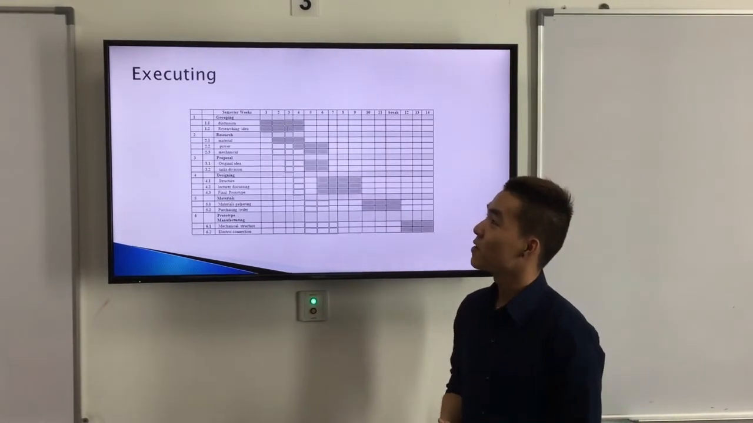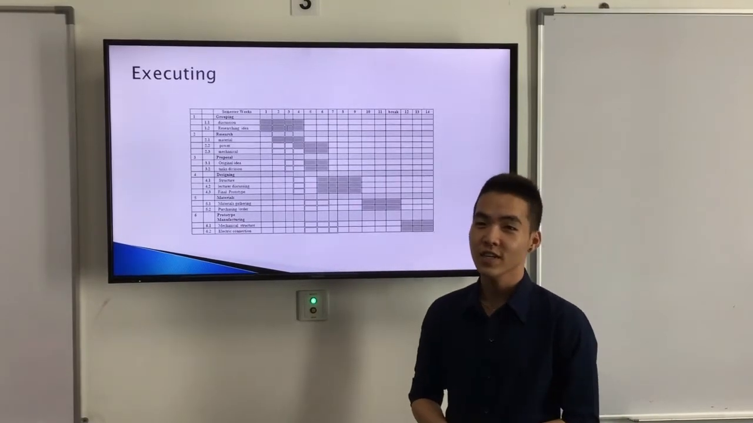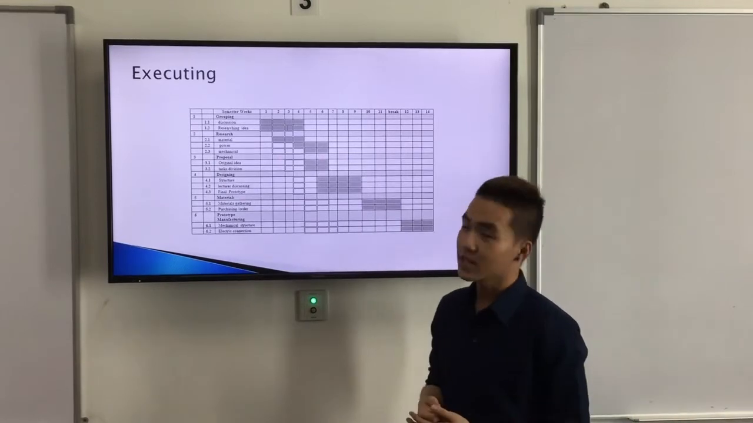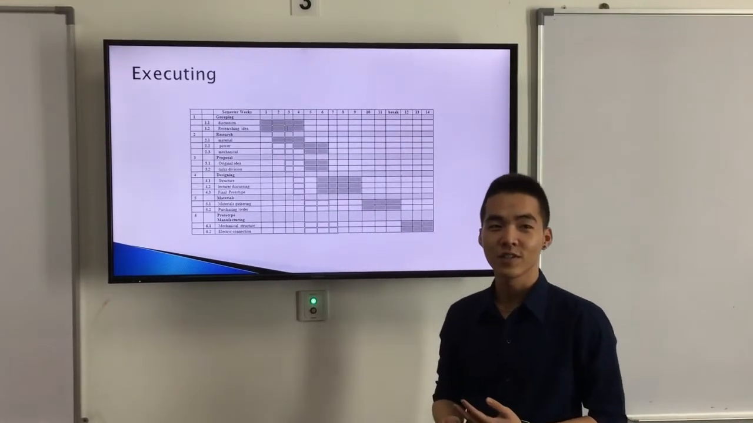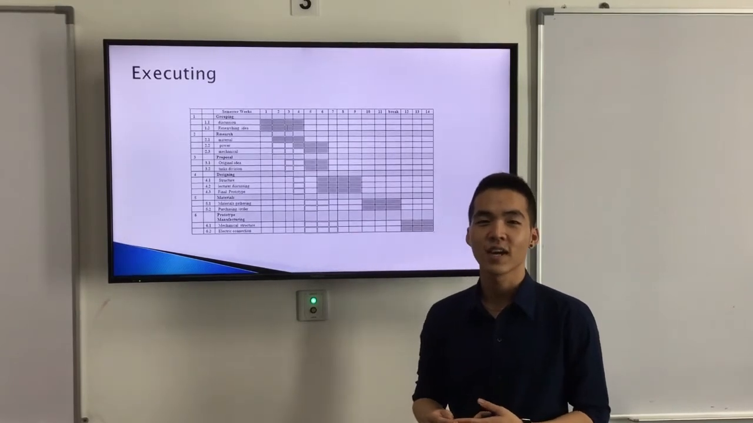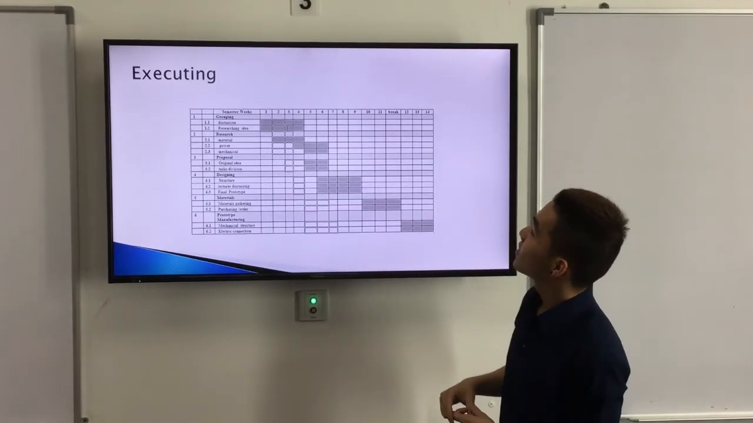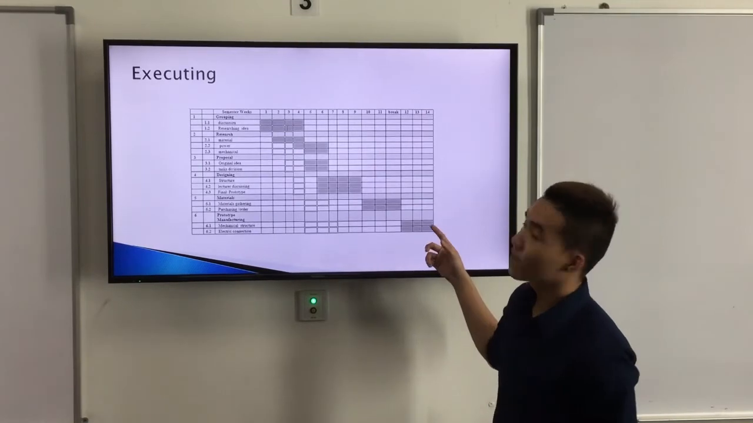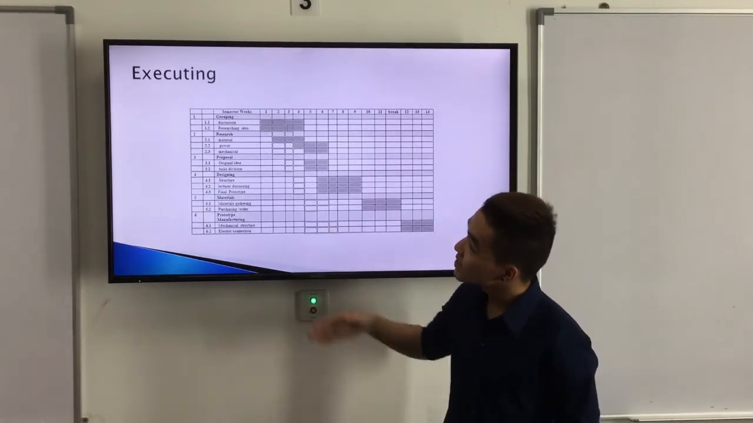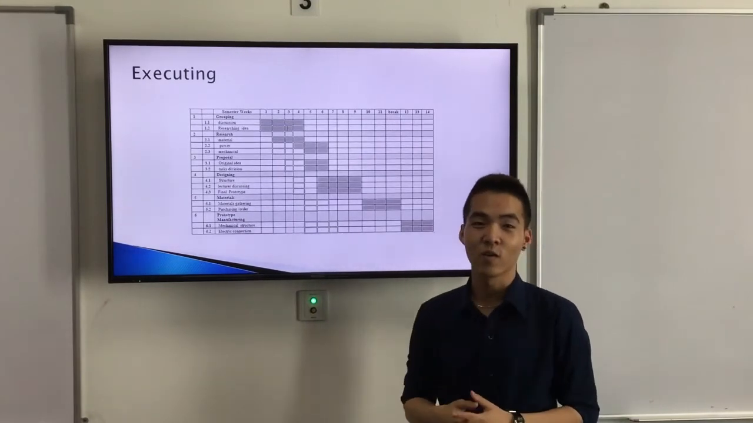I'm going to talk about the executing of our project. As you can see here, our project is divided into 6 phases: grouping, research, proposal, designing, material, and prototype and manufacture. You can see our project lasts until week 14, around 4 months. All the work within the 6 phases is handled by all our group members.